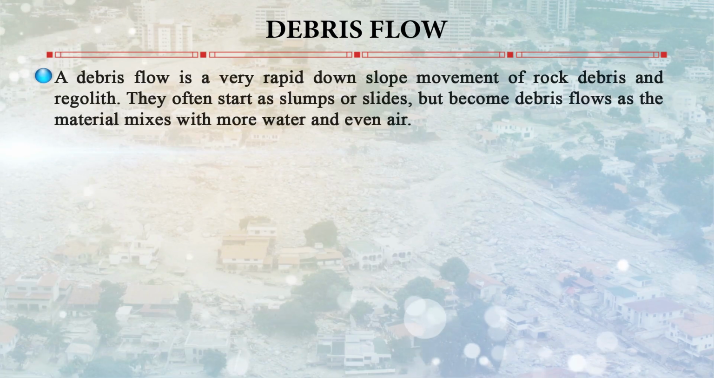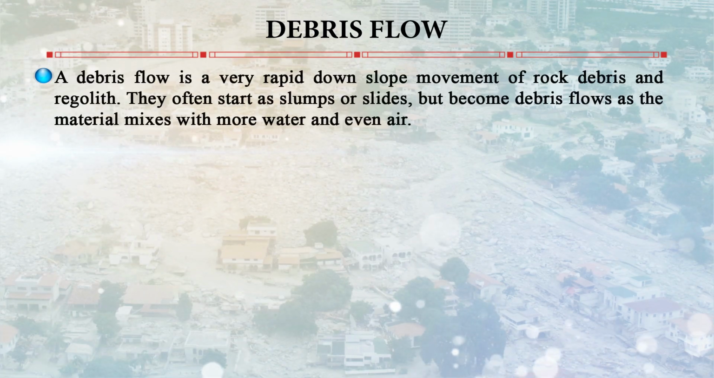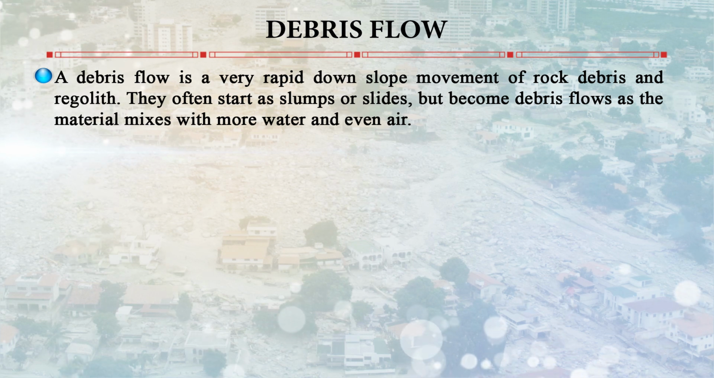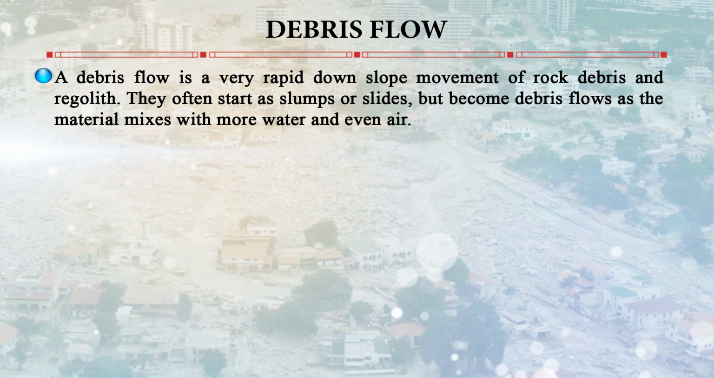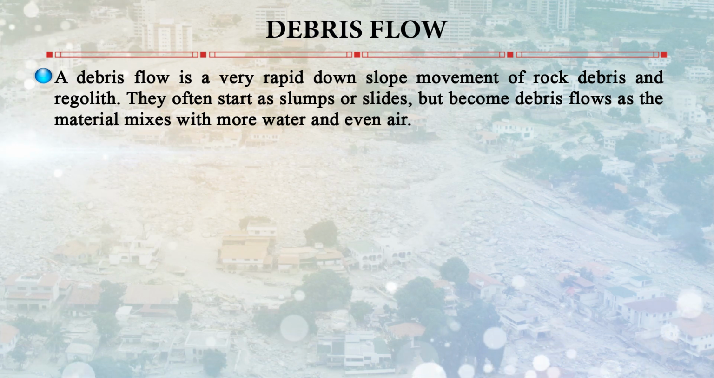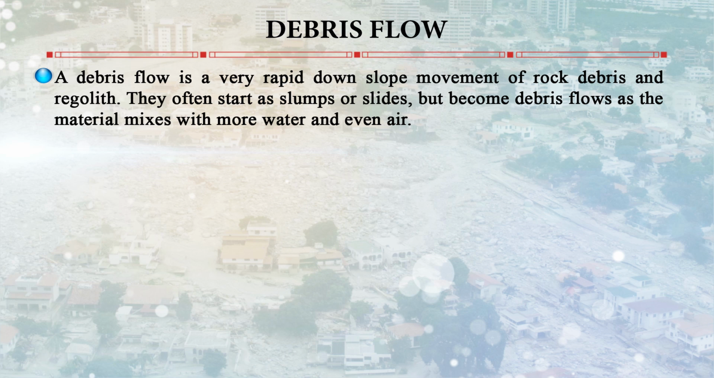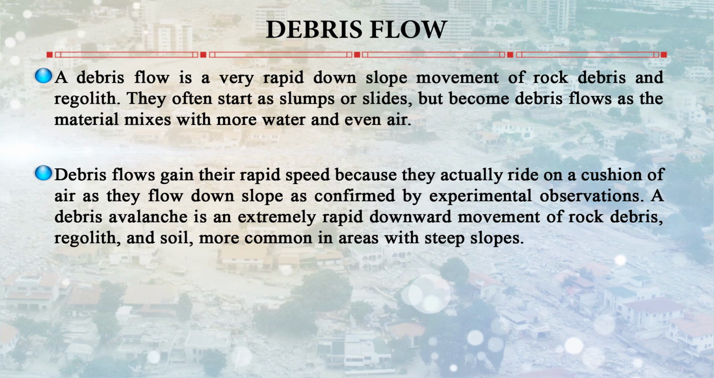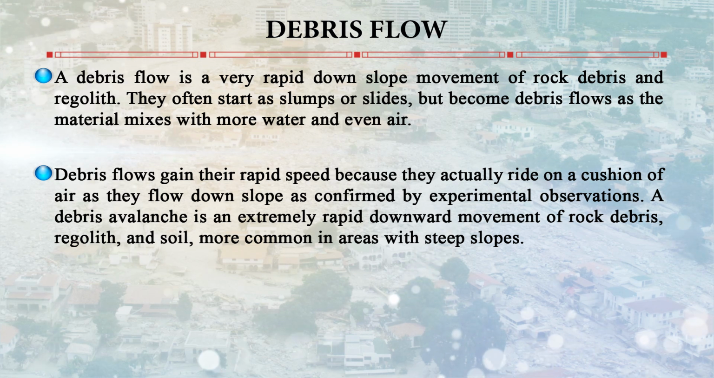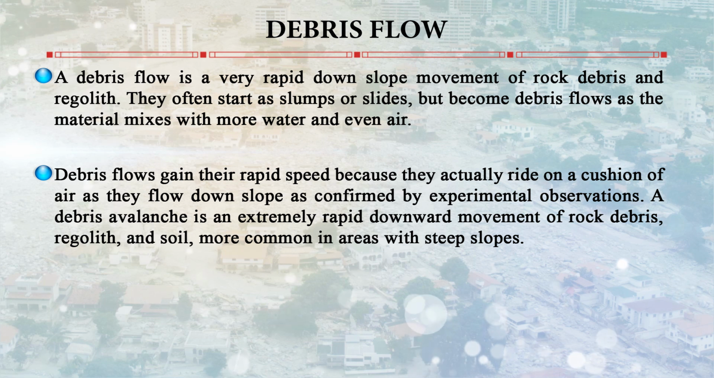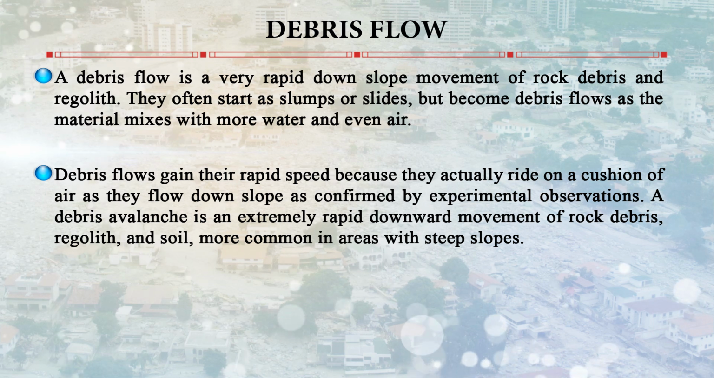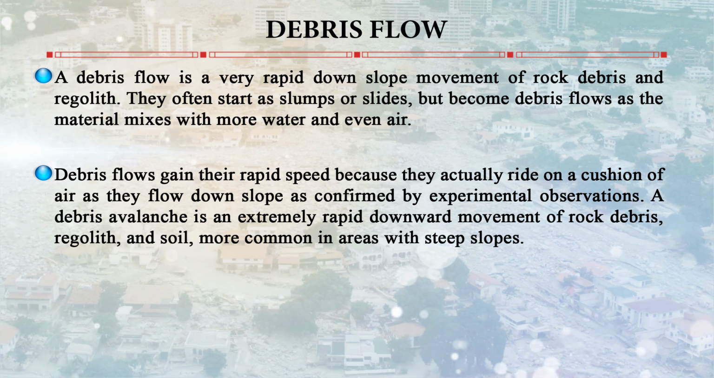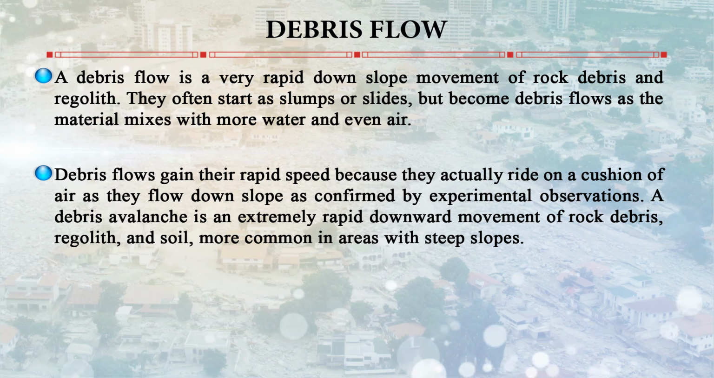Then there is debris flow, which involves coarse particles. A debris flow is a very rapid downslope movement of rock debris and regolith. They often start as slumps or slides but become debris flows as the material mixes with more air and more water. Debris flows gain their rapid speed because they actually ride on a cushion of air as they flow downslope, as confirmed by experimental observation. A debris avalanche is an extremely rapid downward movement of rock debris, regolith and soil, more common in areas with steep slopes.